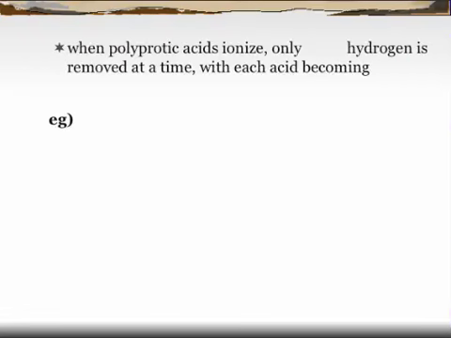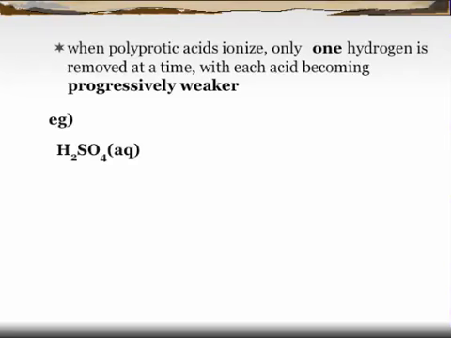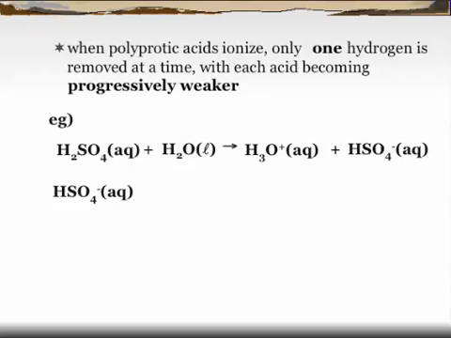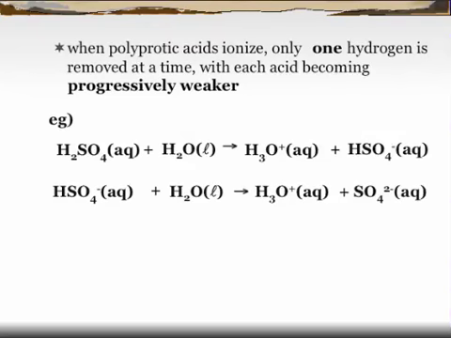But when polyprotic acids ionize, only one hydrogen is removed at a time, with each acid becoming progressively weaker. So for example, H2SO4, we're going to add that to water, we're going to get our hydronium, and we're going to get HSO4-, the anion. Then we're going to take that, add it to some more water, and get another hydronium ion, and this time SO4 2-.